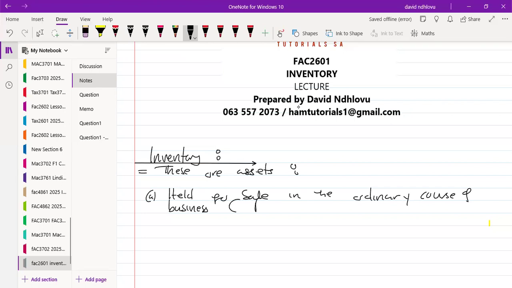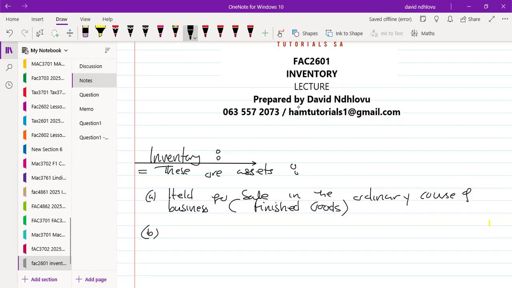We call these finished goods. If you buy goods for the purpose of sale, this is what we call finished goods, and it is part and parcel of what? Of inventory.